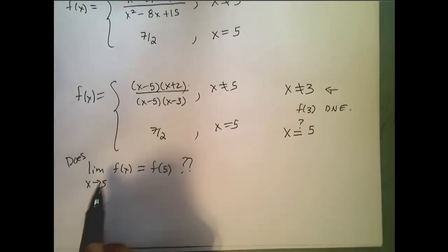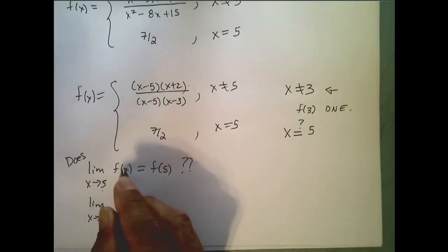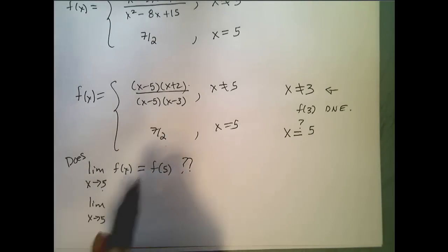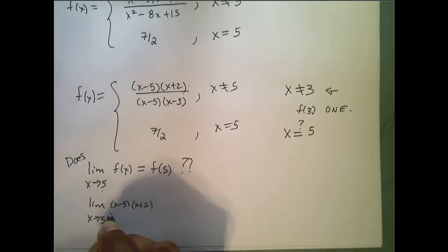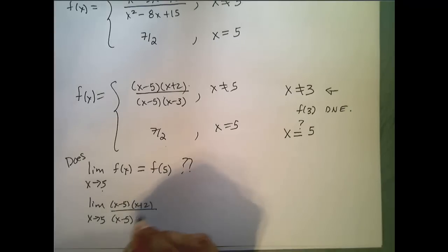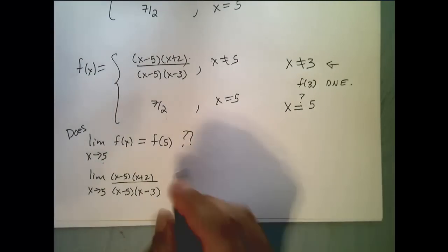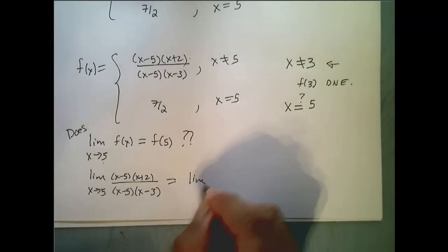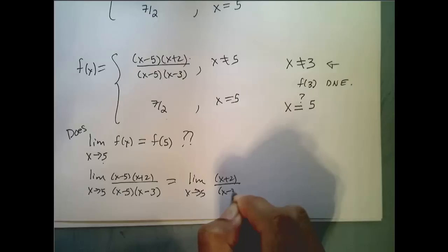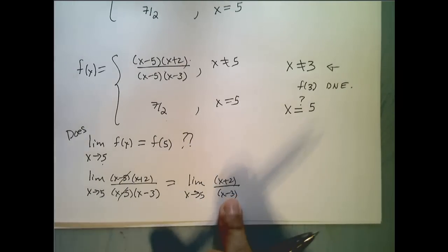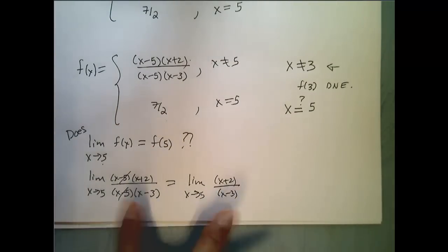So let's see. What is the limit of this function as x goes to 5? Well, how is my function defined near 5 but not at 5? It's defined this way everywhere that's not 5, so that means near 5 too. So (x minus 5)(x plus 2) over (x minus 5)(x minus 3). Now I can cancel these. This limit is equal to this limit because this function is equal to this function everywhere away from 5. And since I'm not at 5, I'm near 5, these are equivalent.